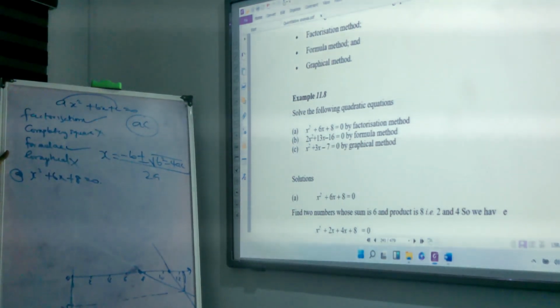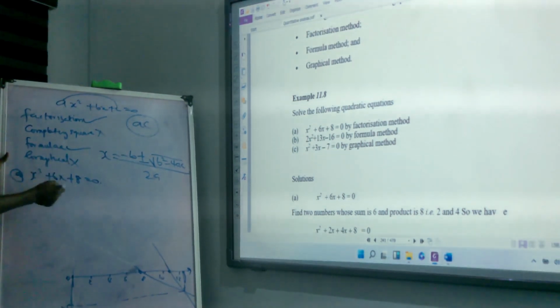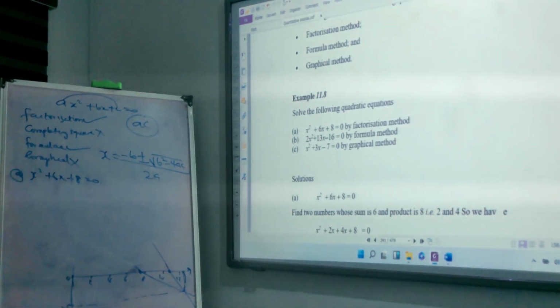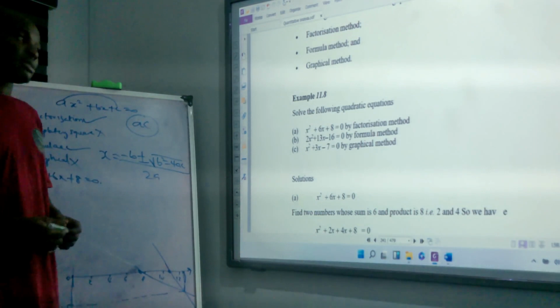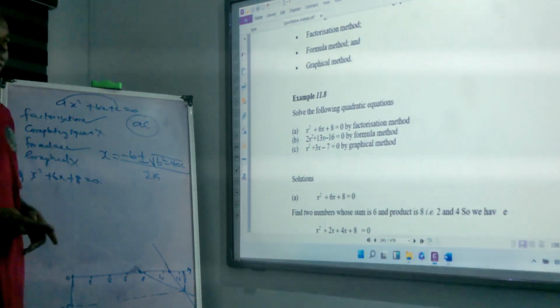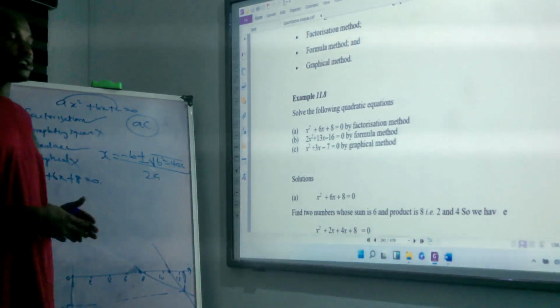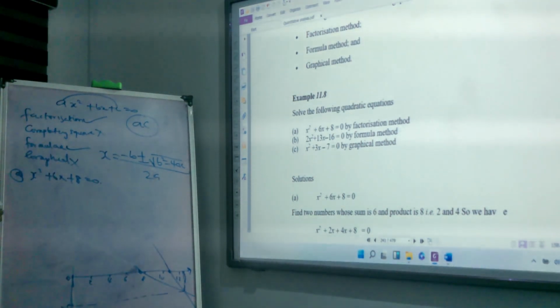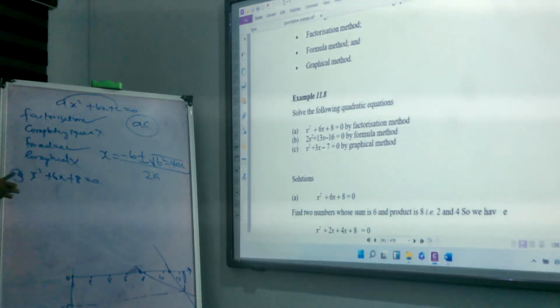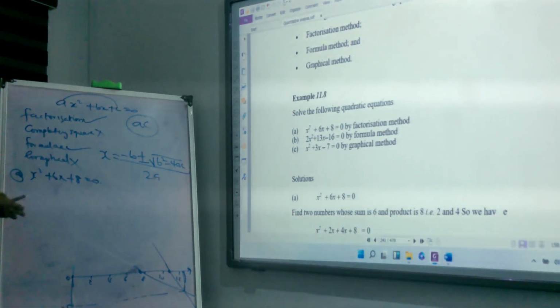So a is 1 and c is 8. 8 times 1 is 8. What are the two factors of 8 that sum to give us 6? Two factors of 8 might be 4 and 2. Is that okay? 4 times 2 is what? Is 8.